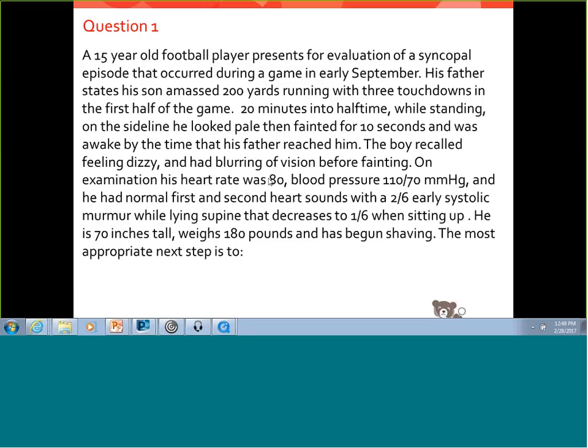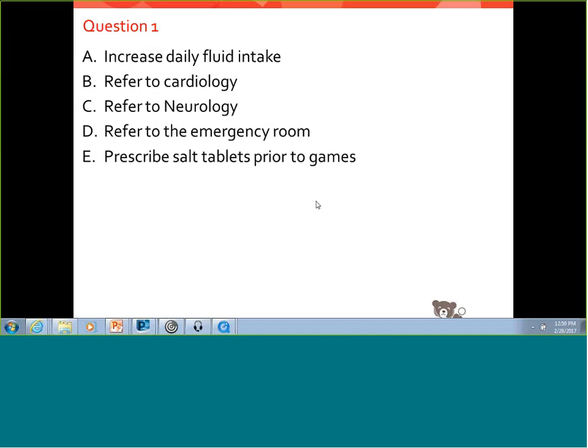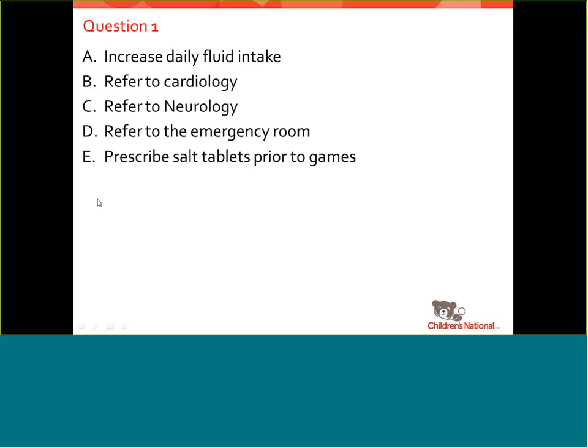On examination, his heart rate was 80, blood pressure was 110/70, and he had a normal first and second heart sound with a 2 out of 6 early systolic murmur while lying supine that decreased to 1 out of 6 with sitting up. He's 70 inches tall and weighs 180 pounds, and he began shaving. The most appropriate next step is: increase daily fluid intake, refer to cardiology, refer to neurology, refer to the emergency department, or prescribe oral tablets prior to the game. It would be really nice if you guys typed in your responses just so that we see where we are.